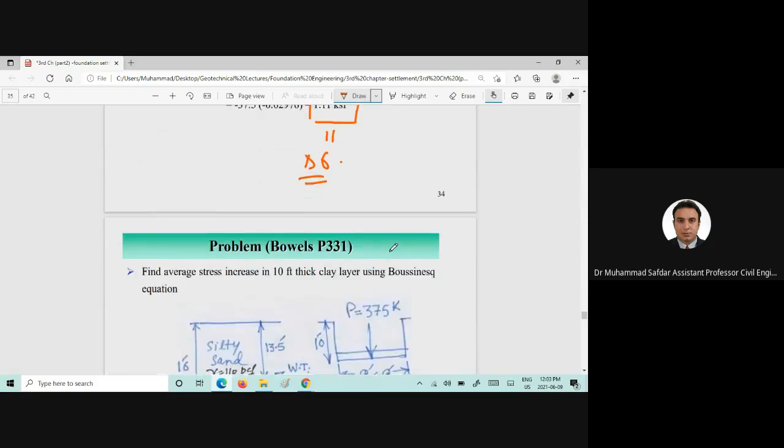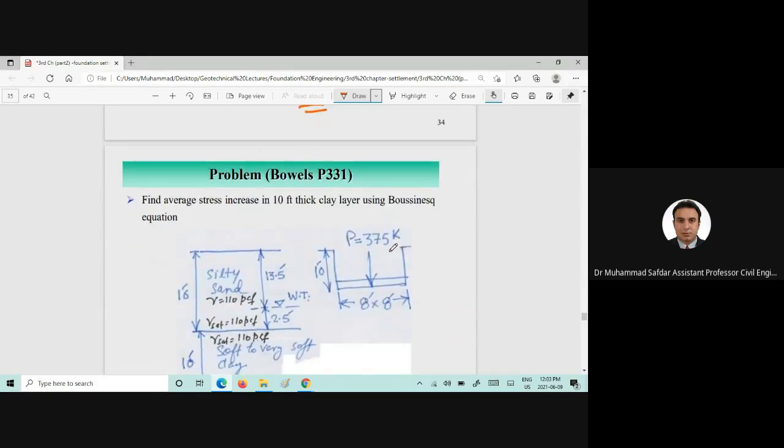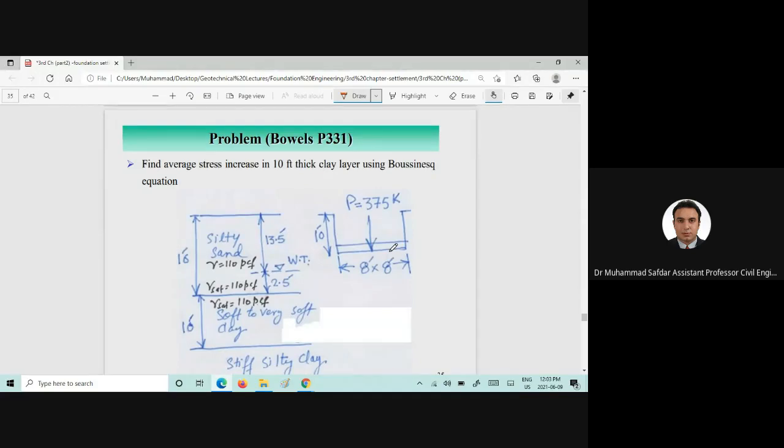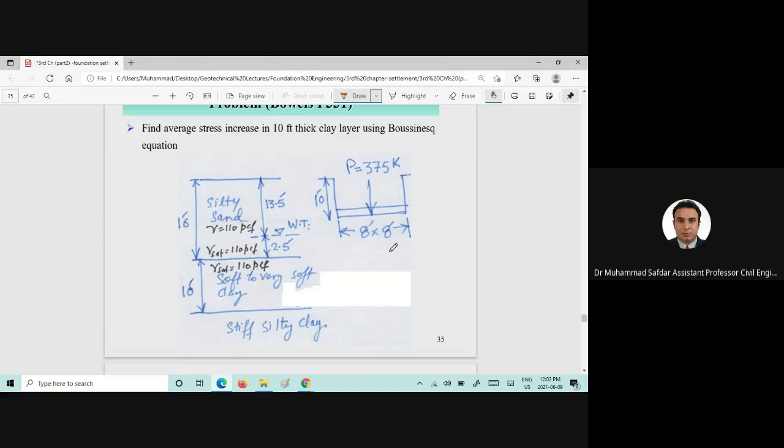It's pretty much simple. Now we need to find out the average stress increase in the 10 feet thick clay layer using the Boussinesq equation. Same problem, but now you need to use another method to find out the delta sigma. Please confirm that you can hear me and the voice is clear. Yes, sir. Okay, thank you.